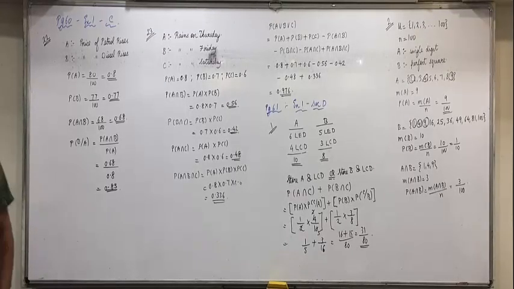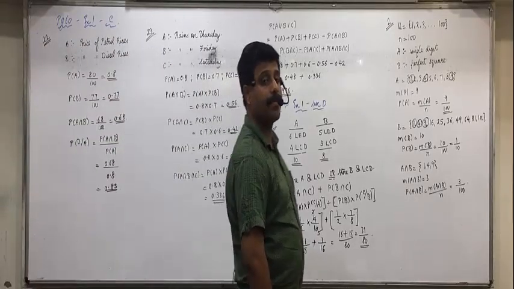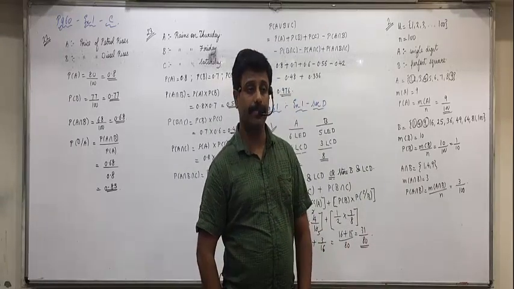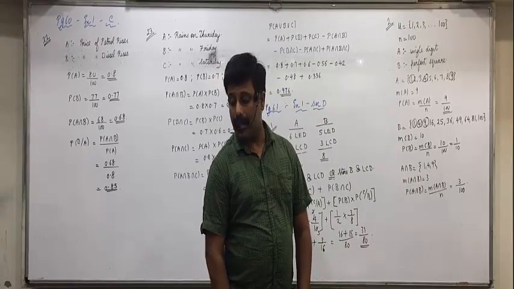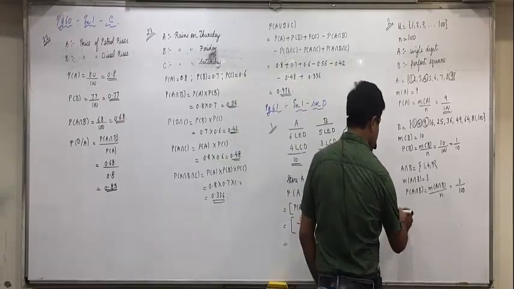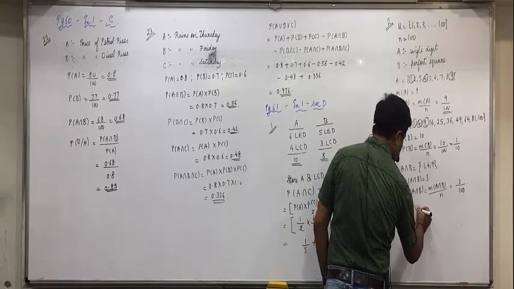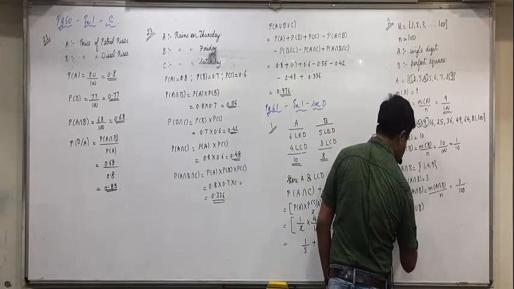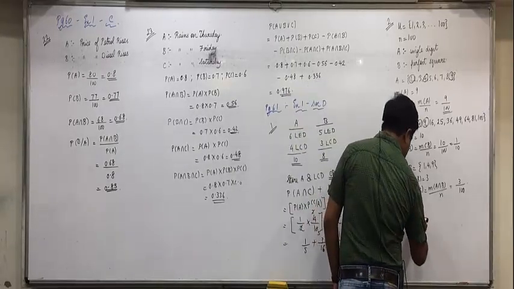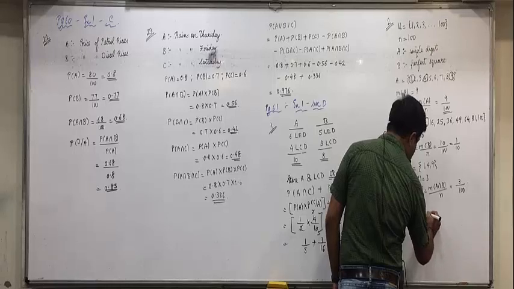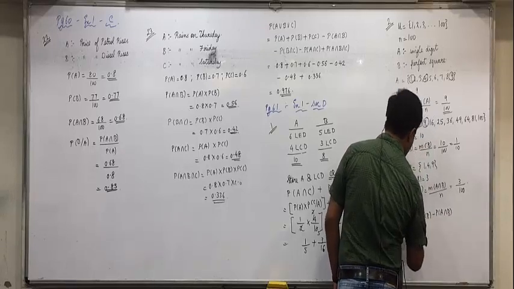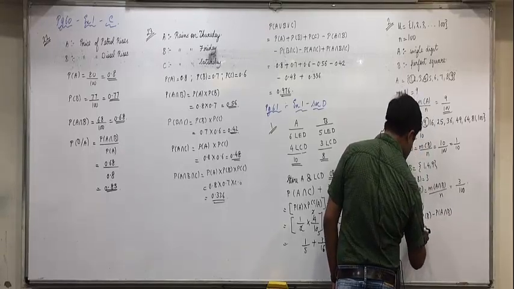So final question: find the probability that the selected number is a single digit or a perfect square. That is equal to P of A union B, that is P of A plus P of B minus P of A intersection B. P of A is 9 by 100.